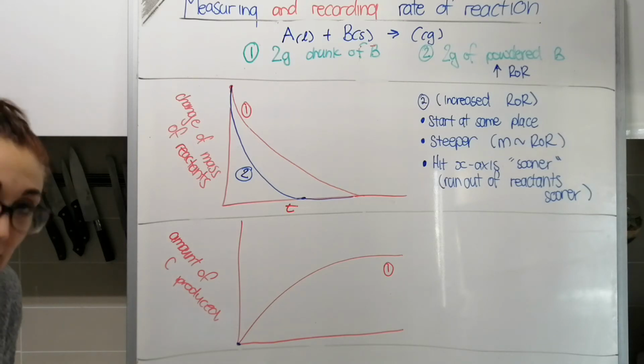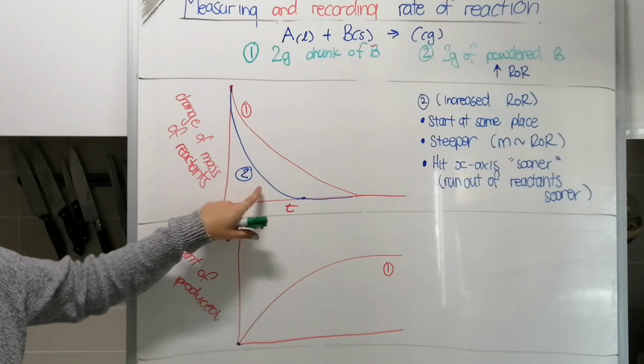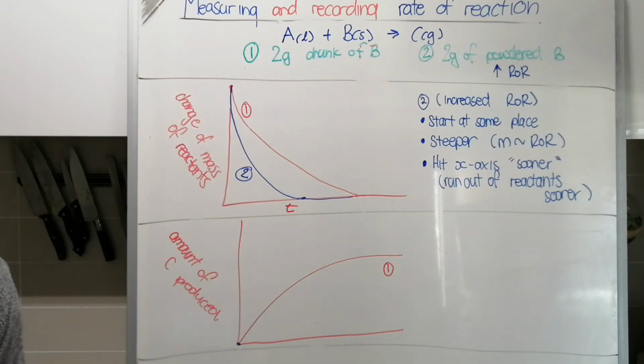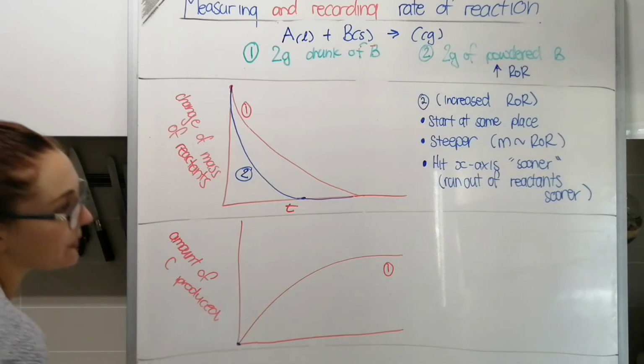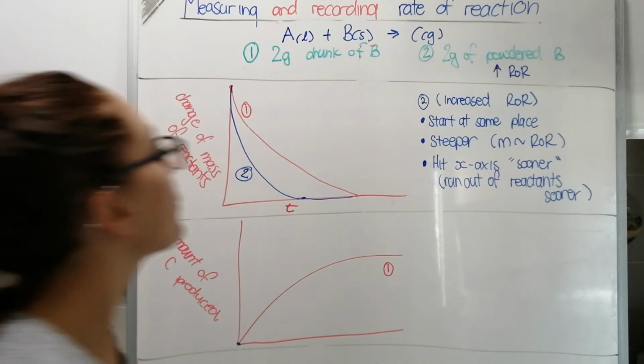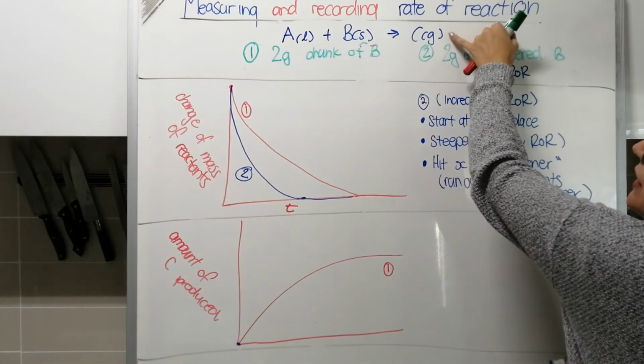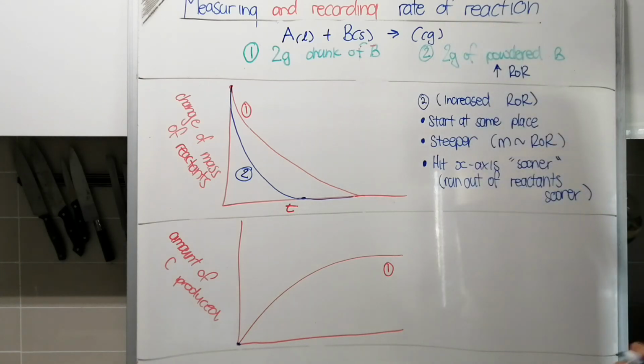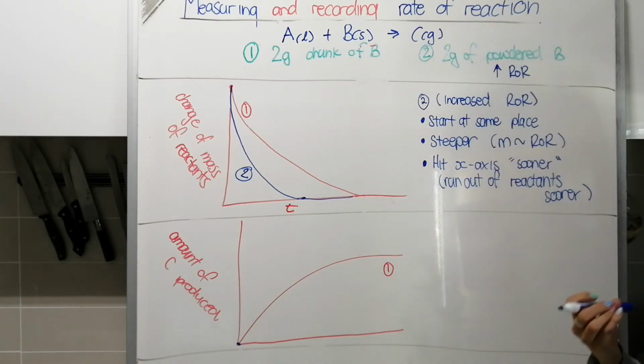It's going to be a steeper line, same as with this one, because the gradient indicates the rate of reaction. So it's going to start here and it's going to be steeper, but it's going to end at the same place because the amount of C produced, it doesn't matter how quickly the reaction takes place, the amount of C that is produced is going to be the same.